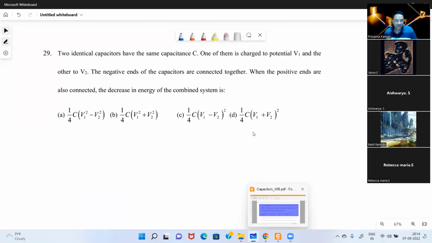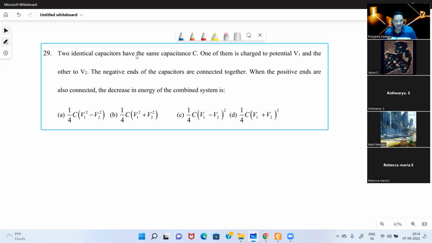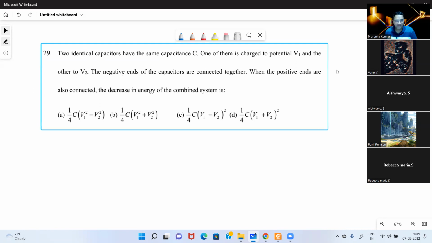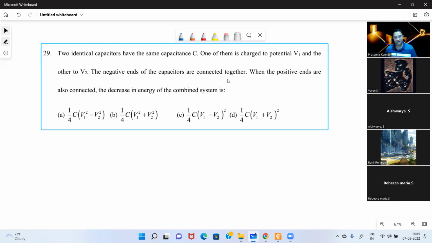See what is given? Two identical capacitors have the same capacitance C. One of them is charged to potential V1 and the other one is charged to potential V2, similar to the previous question. The negative ends of the capacitors are connected together. When the positive ends are also connected, what is the decrease in energy of the combined system?